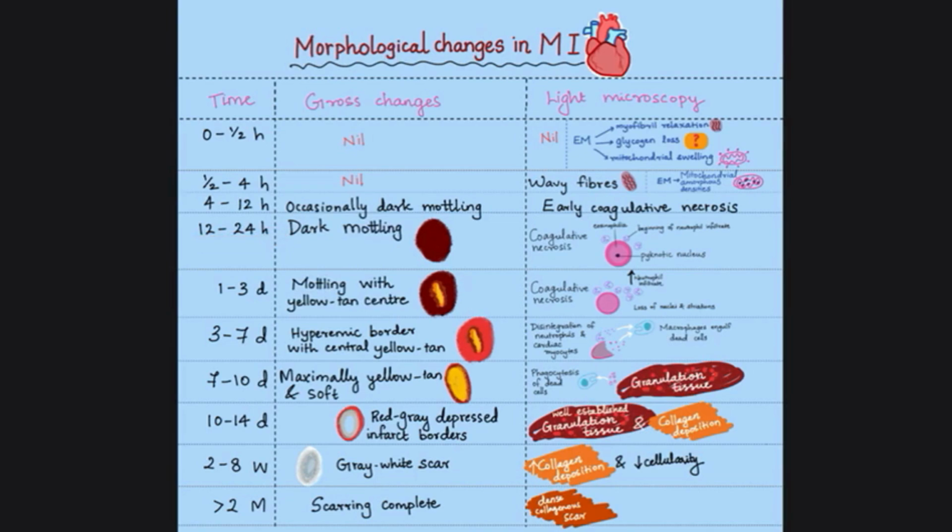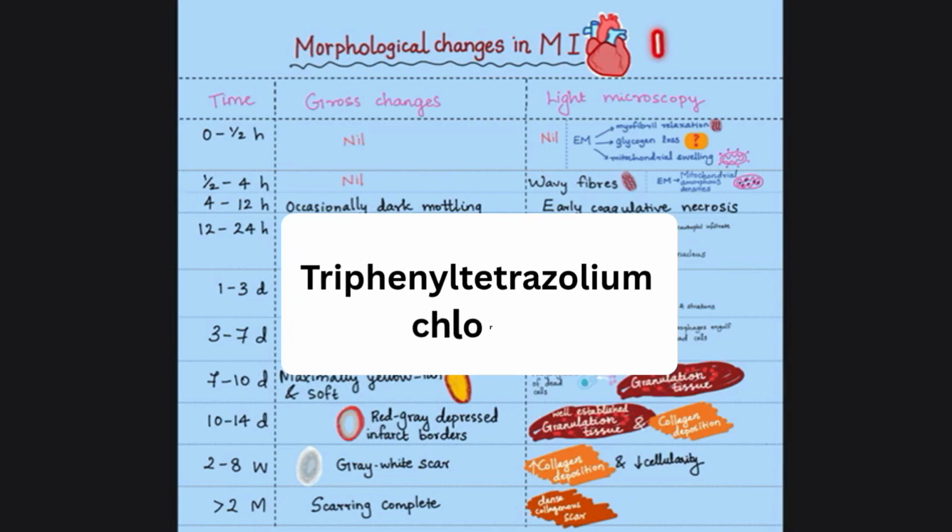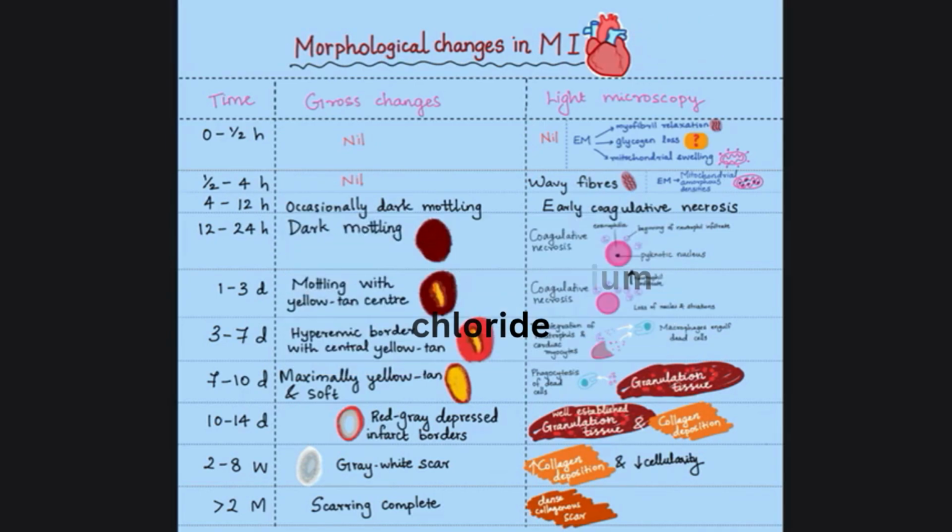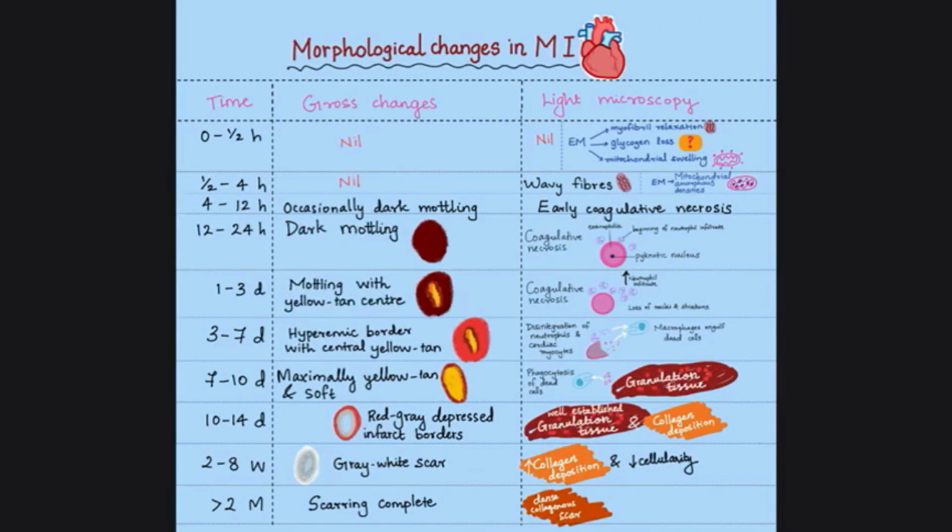So, how do we detect an infarct that started, suppose, 2 to 3 hours before death? That is when we use something called TTC, or triphenyl tetrazolium chloride. It imparts a brick red color to the non-infarcted zones, while the infarct will appear pale in color.